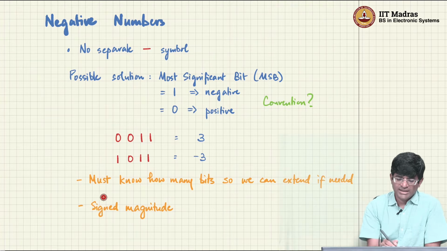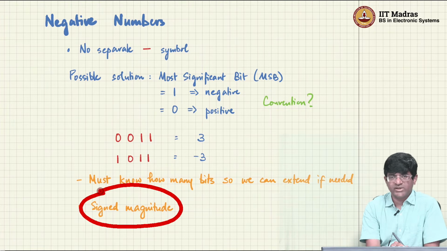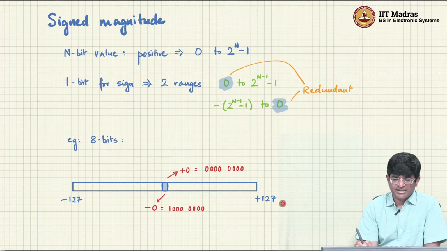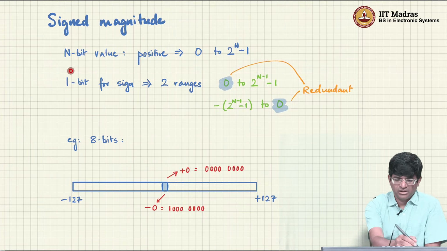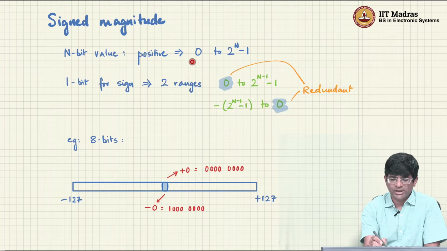This kind of notation is called signed magnitude notation, and there are contexts in which it is actually used. But there's a bit of a problem there. One issue with signed magnitude is that if I have an n-bit value and I'm dealing only with positive numbers, we already know that I can go from 0 up to 2 to the power of n minus 1. So for example, for 8-bit values, I can go from 0 up to 2 to the power 8 minus 1, 255.